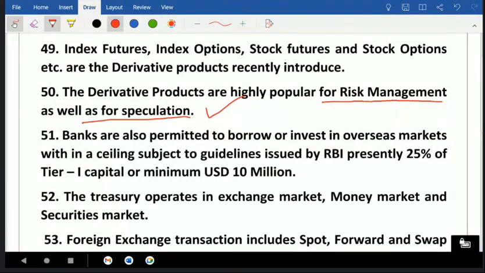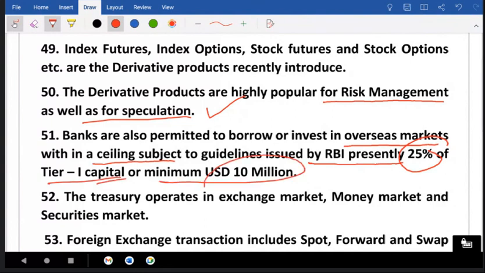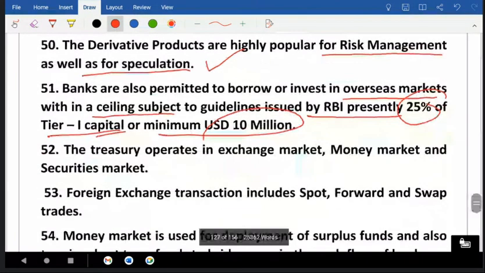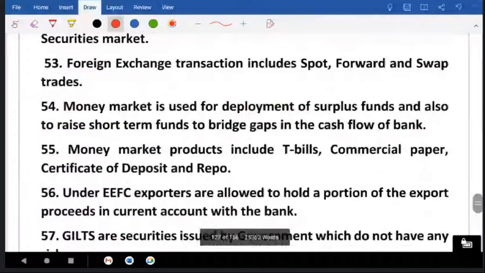Banks are permitted to borrow or invest in overseas markets within a ceiling, subject to guidelines issued by RBI. Presently it is 25% of Tier 1 capital and a minimum of 10 million USD. This point we have already covered. The treasury operates in the exchange market, money market, and securities. We already covered this. Foreign exchange transactions include spot, forward, and swap trades.